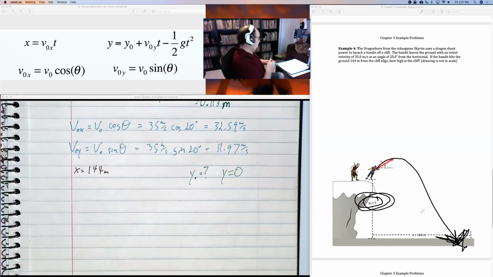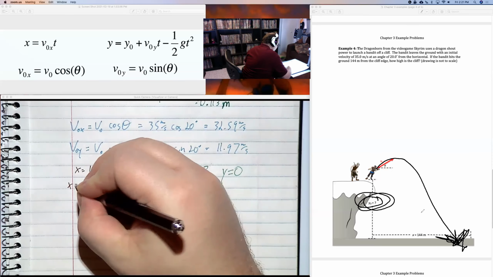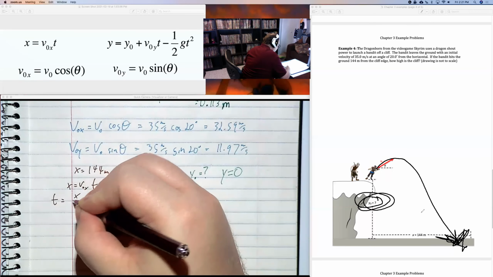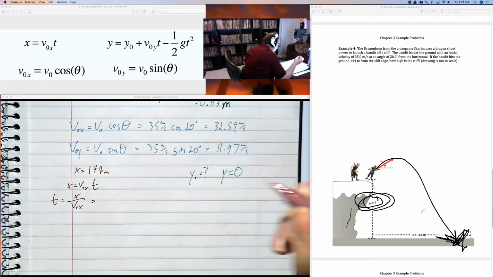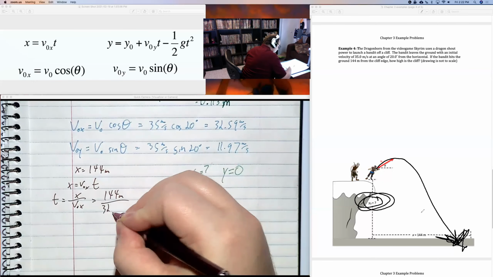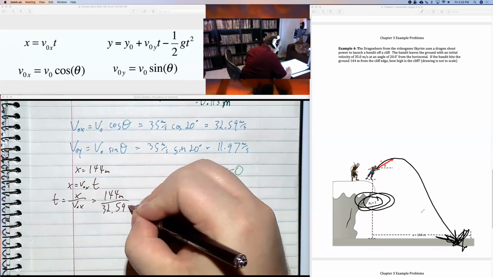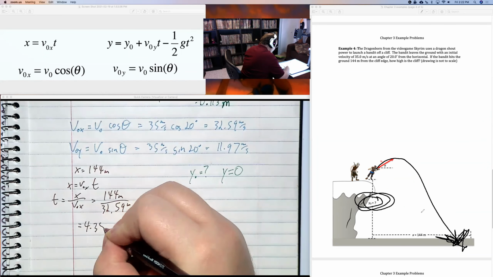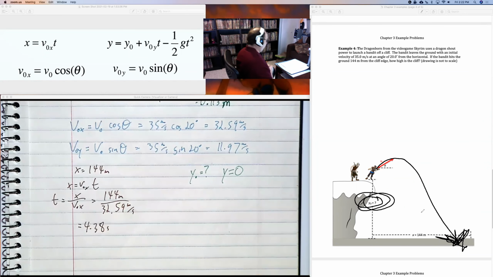And so I'll start with my x equation. X equals v naught x t. Dividing both sides means t equals x over v naught x, or 144 meters over 32.59 meters per second. That math is 4.38 seconds, which is a decent amount of hang time for someone flying through the air.